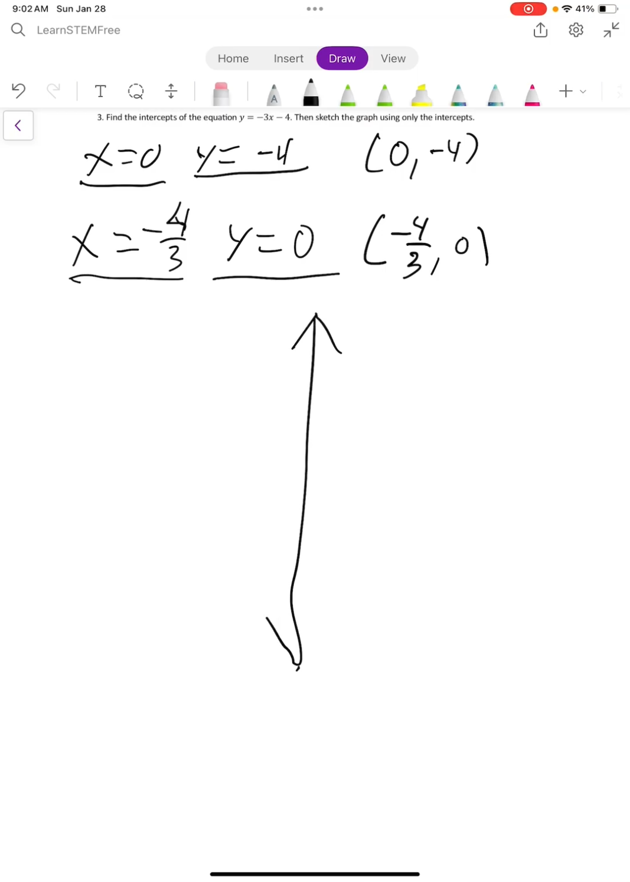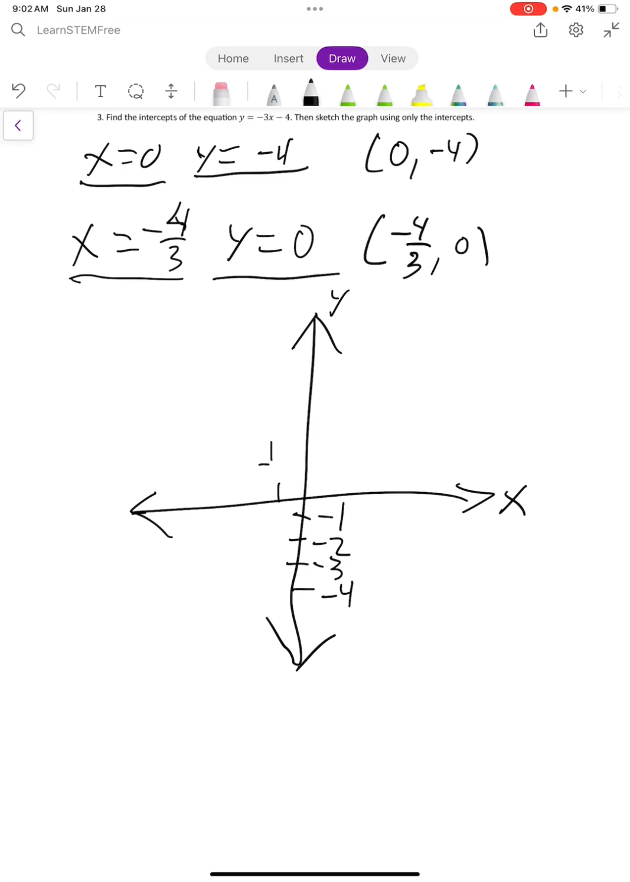So we can make a rough sketch of what this graph is going to look like using both of those intercepts. So x is going to be your horizontal, y is going to be your vertical axis. So here, let me just draw the points, negative 1, negative 2, negative 3, negative 4. And we have negative 1 over 3, negative 2 over 3. I'll say negative 1 because that's what negative 3 over 3 is. I'm going to have to make some room real quick. And we have negative 4 over 3.